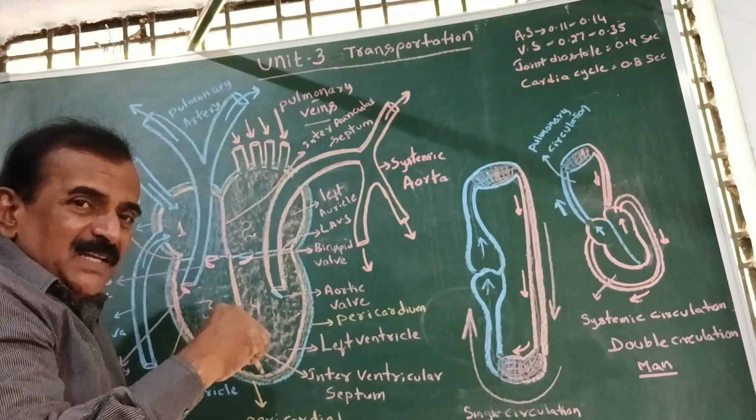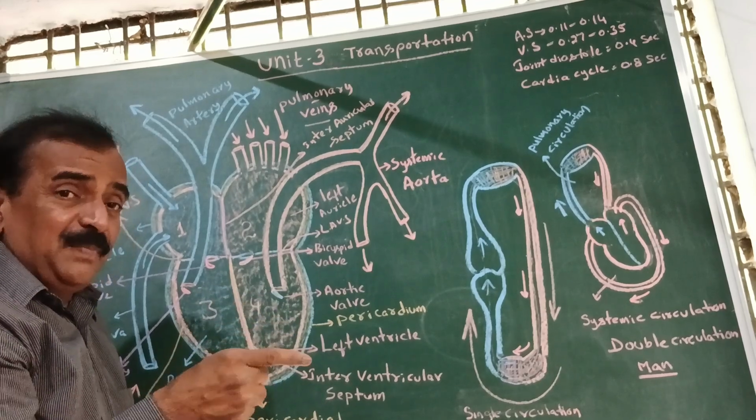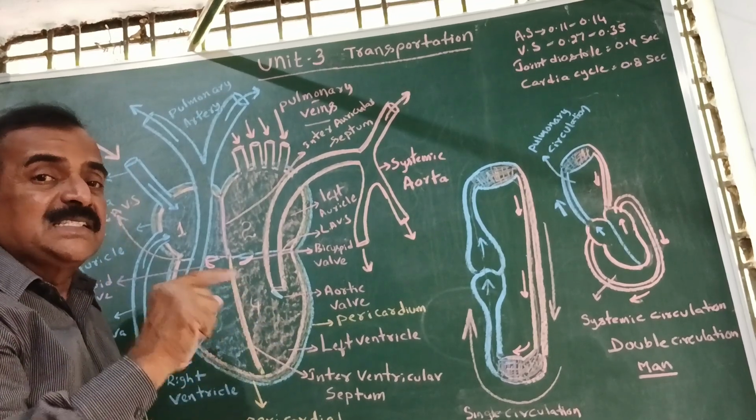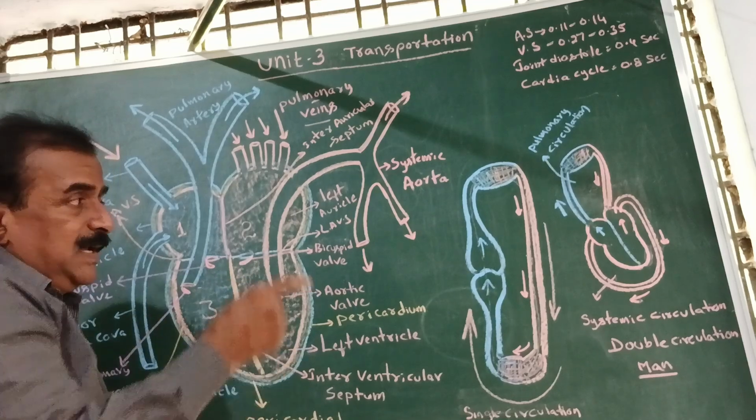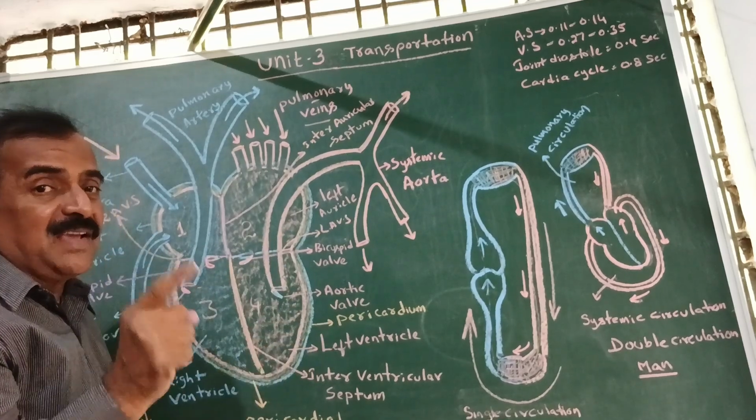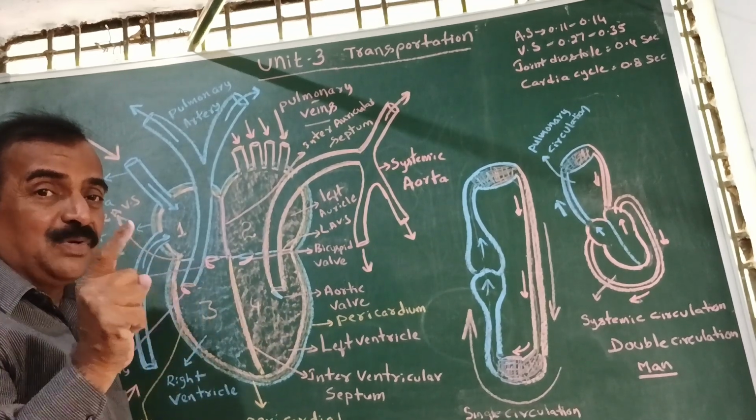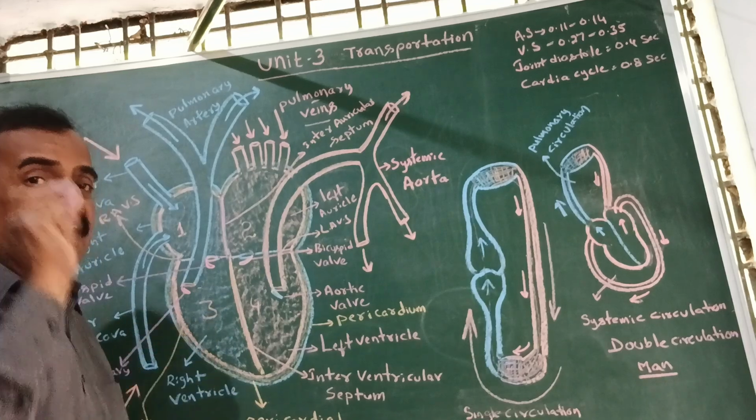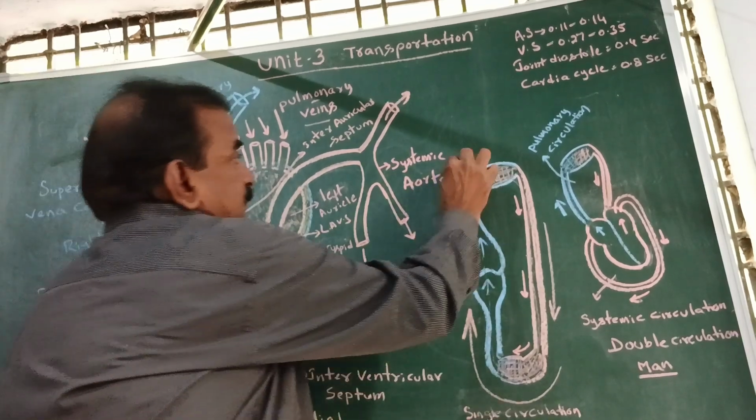Blood is passing through the heart only once, and that type of circulation is called single circuit circulation. The fish heart is called a branchial heart, and it pumps blood to the gills for purification.